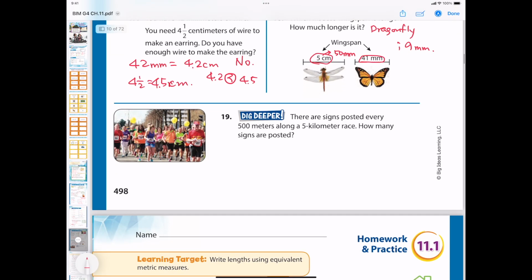Okay, now number 19. There are signs posted every 500 meters along a 5-kilometer race. How many signs are posted? Okay, this is a good question because 5 kilometers is equivalent to what? 5,000 meters. Okay, now every 500 meters, along the 5 kilometer race, they posted the signs. So now, times what's going to make 5,000 meters? That's what they're asking for, right? Because we need to find out how many times they posted the sign. And the answer is what? 10. So the answer is 10 signs.